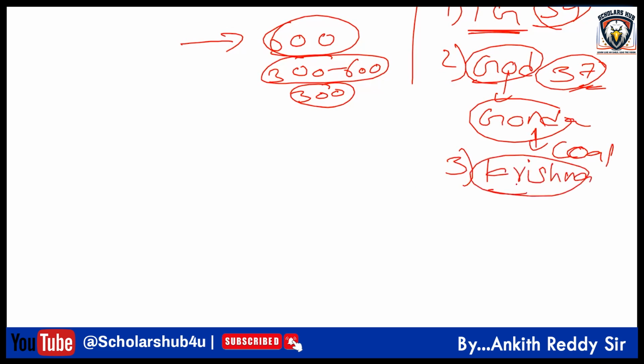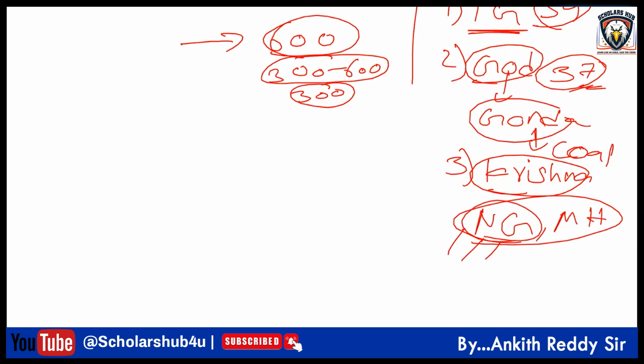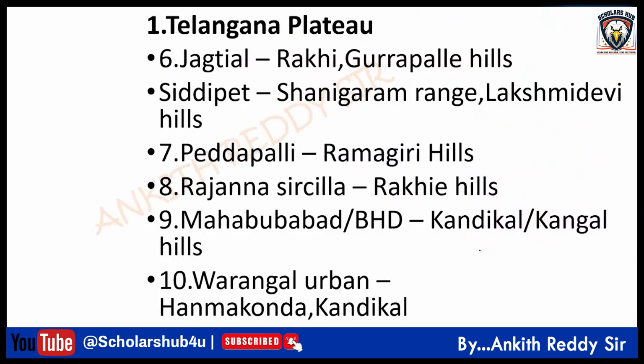Then you have the Krishna basin, the Krishna Piedmont area. Which districts does the Krishna Piedmont cover? Nalgonda and Mahbubnagar, because the tributaries of the Krishna are mainly in this region. For example, Musi, Dindi, Aler. All these are tributaries flowing through the Nalgonda region. So this is about the physiographic divisions.